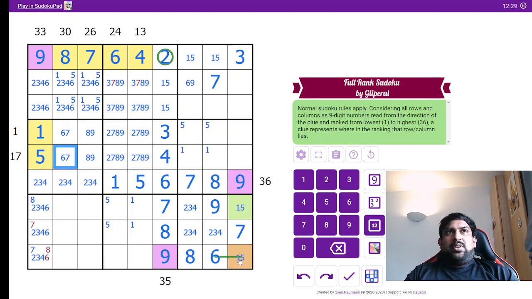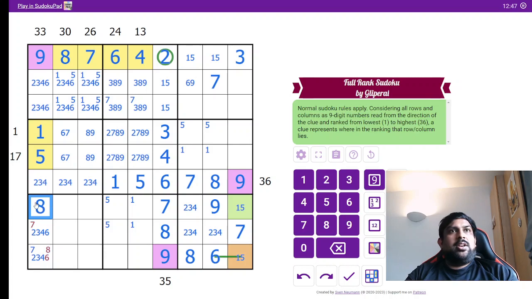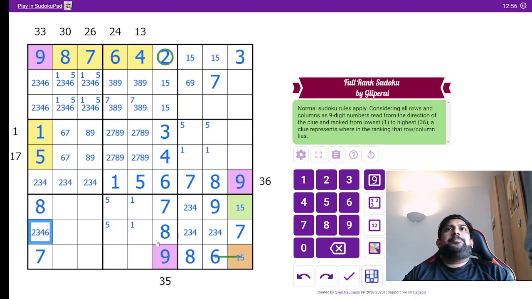Perfect. So what's next? This says the 7 is not here, so the 7 is here. So we are good till now. Perfect. Okay, so this 8 makes an 8 at the top. The 7 is removed from here and the 7 is here. Nice, nice. What's next?